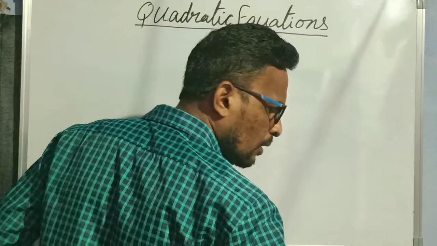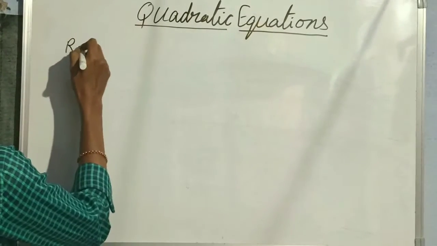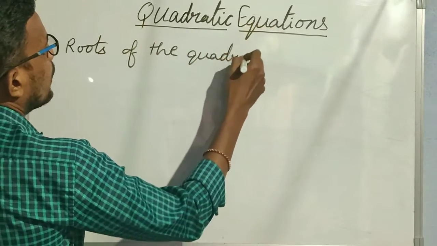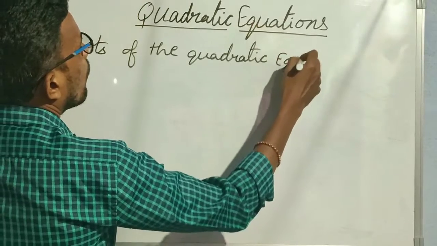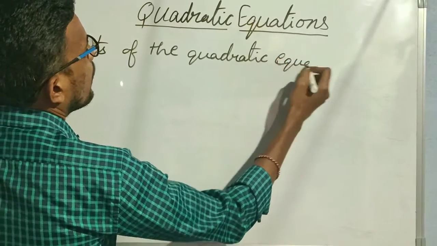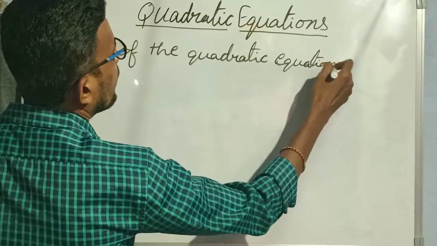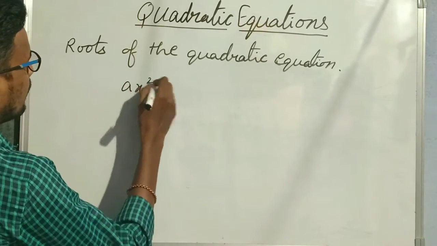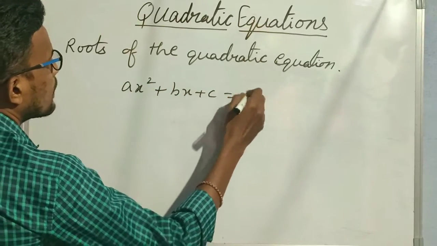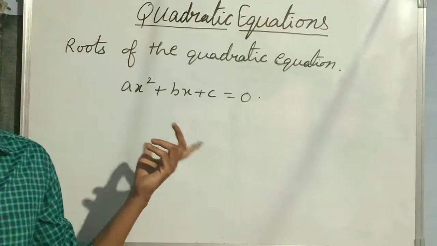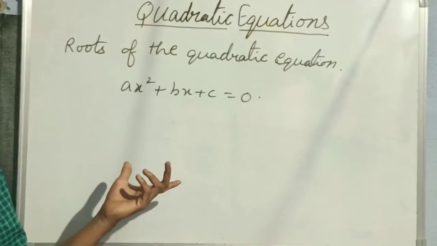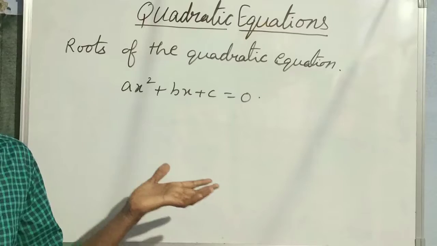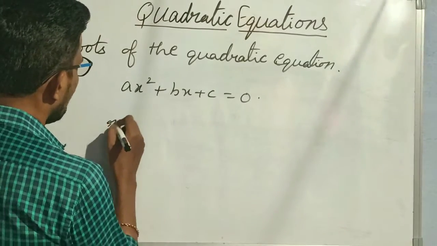So our next subtopic is roots of the quadratic equation. What are we finding now? Roots of the quadratic equation. Same quadratic equation, we will take ax square plus bx plus c is equal to 0. This is my quadratic equation. So already in your 10th class, I hope everyone has learned how to find the roots of the quadratic equation.